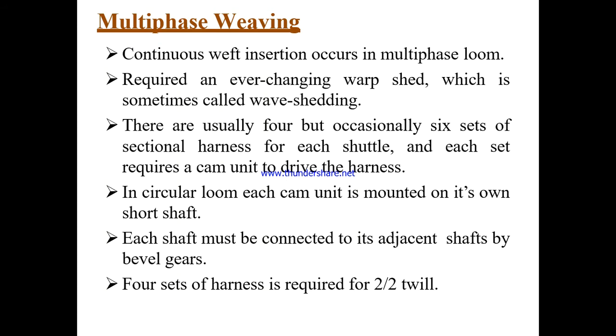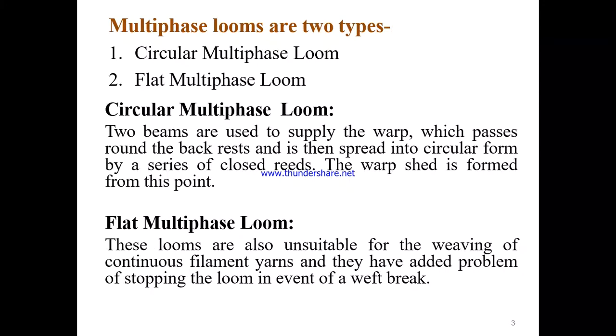So 4 to 6 harnesses are required. That's why the maximum accommodated harnesses are 6. That's why not many designs are possible in this type of multi-phase weaving. Generally, multi-phase weaving is popular for plain weave, simple twill weave, or simple satin weave.